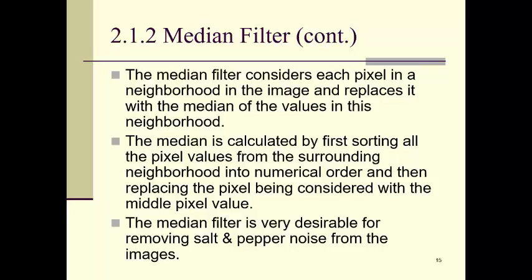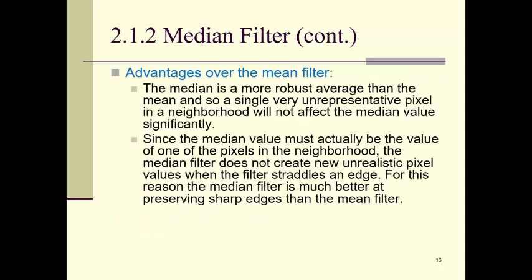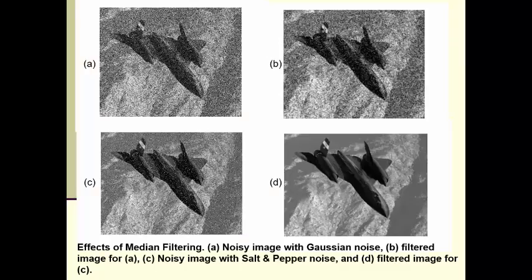The median filter is very desirable for removing salt and pepper noise. Let's look at the results. This is the noisy image with Gaussian noise. If we apply the median filter, we get something like this. Actually, it is not that great. But if we apply it on salt and pepper noise, this is the result of the filtering. It is almost like the original one.